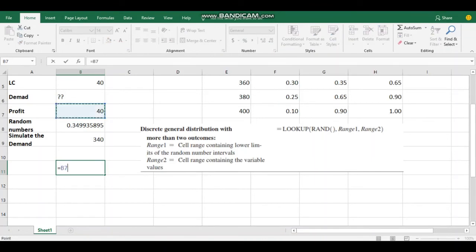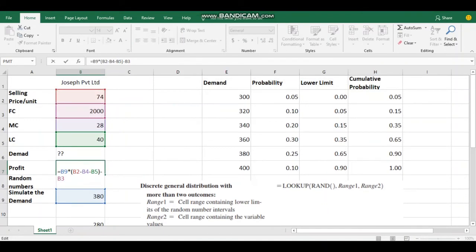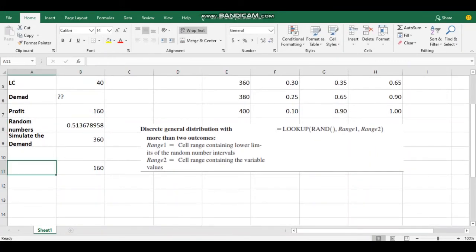This is my profit cell, right? I'm just taking that as a reference. Here, the formula is correct: demand into selling price minus all the cost minus fixed cost. That is the profit, right? Now how do I generate 10,000 iterations?